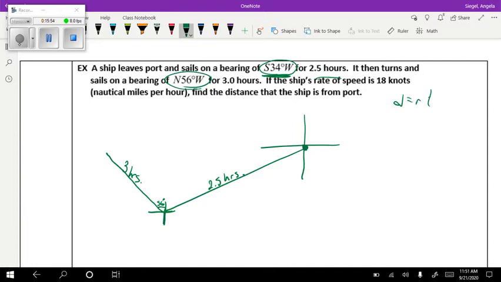Okay, then it says if the ship's rate of speed is 18 knots, which is your rate there, find the distance that this ship is from the port. Okay, so this is probably not very accurate. I'm just trying to, oh, it's definitely not accurate because this is supposed to be longer. So we're going to pretend that that's beautiful.